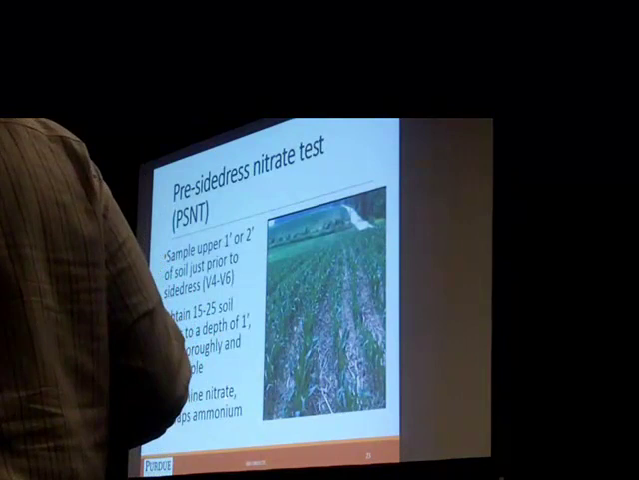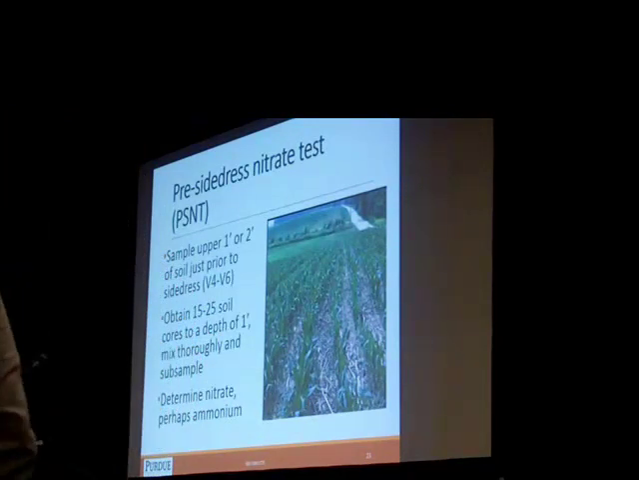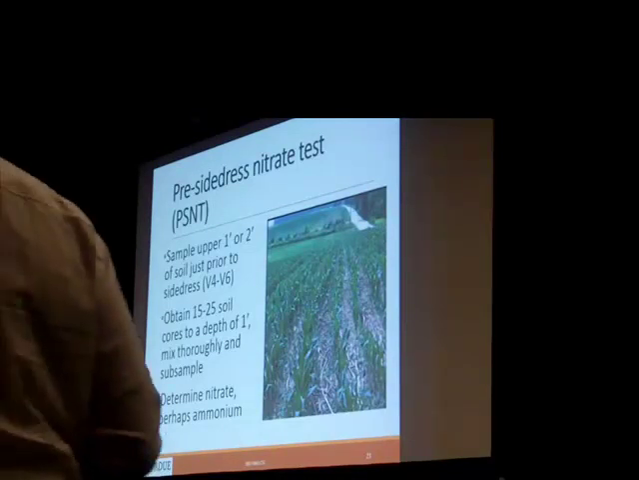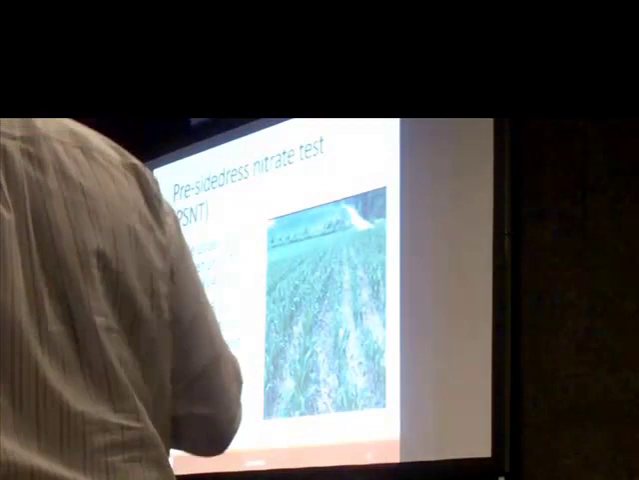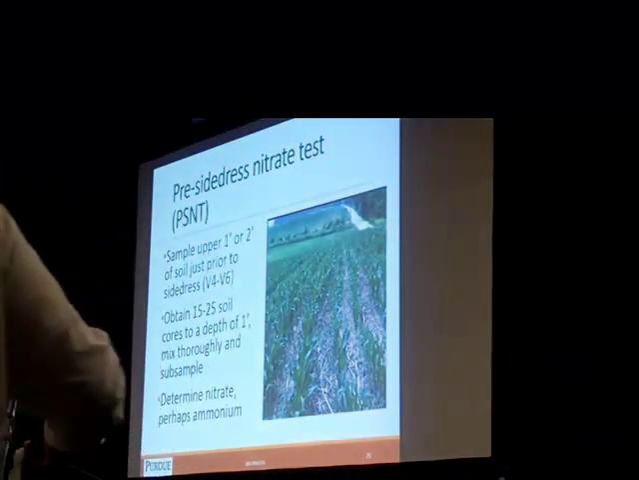Most people measure nitrate. Sometimes we measure ammonium. Ammonium is the predominant source in the manure. You're counting on it being transformed to nitrate, but if it's been cold or wet, that nitrogen is going to stay in the ammonium form. So sometimes I like to measure the ammonium as well as nitrate.